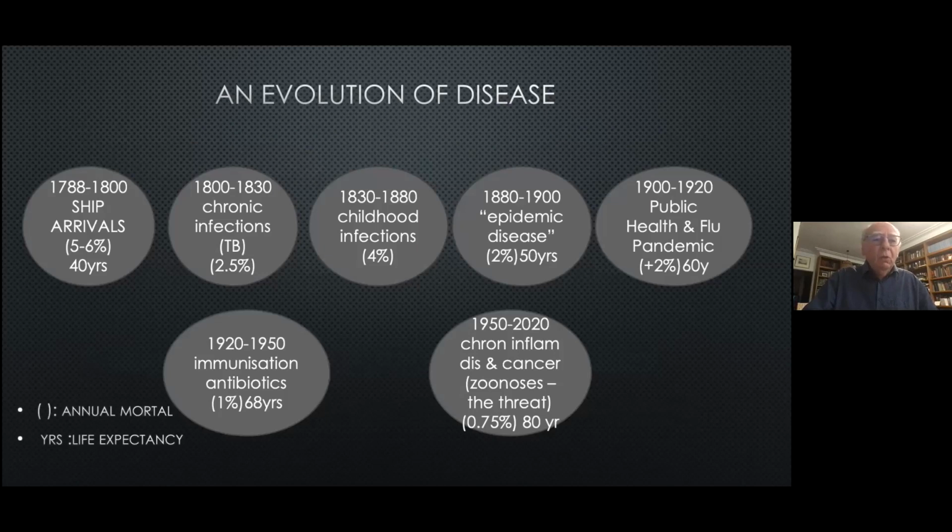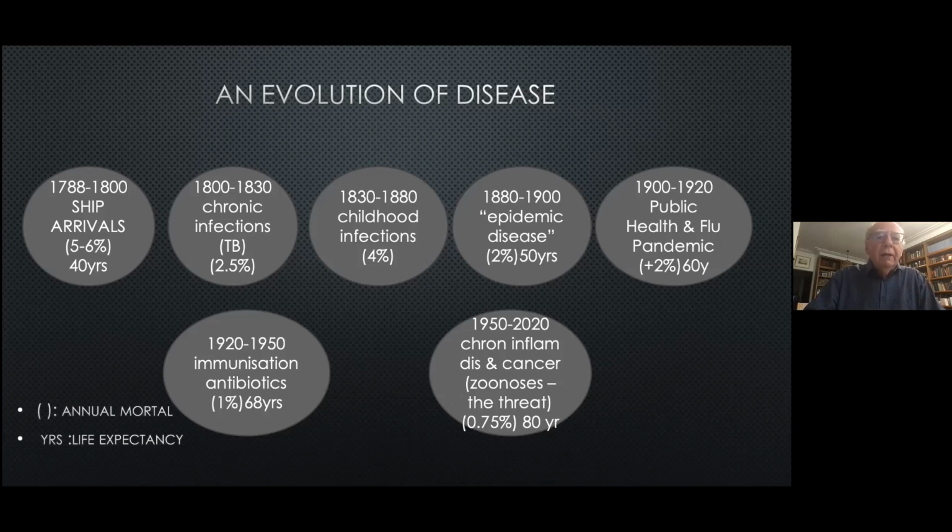First of all, let's look at the way in which disease has affected people in Australia from the very earliest times of Western civilization in 1788 with the First Fleet. Now, what I've done here is trace the way in which disease has affected the population. If you look at the first few years in the left-hand circle, you'll see that the mortality is 5 to 6% per year. It's very high. And people lived an average of only 40 years. And of course, this related to ships arriving from England with many people with typhus and dysentery and many of those diseases which were lethal.